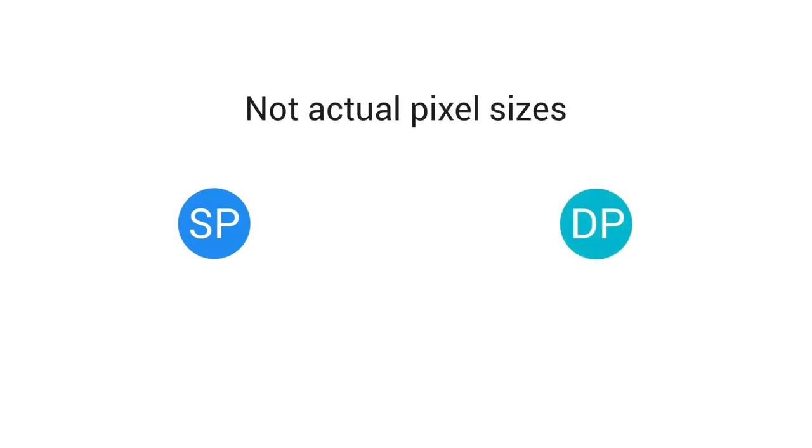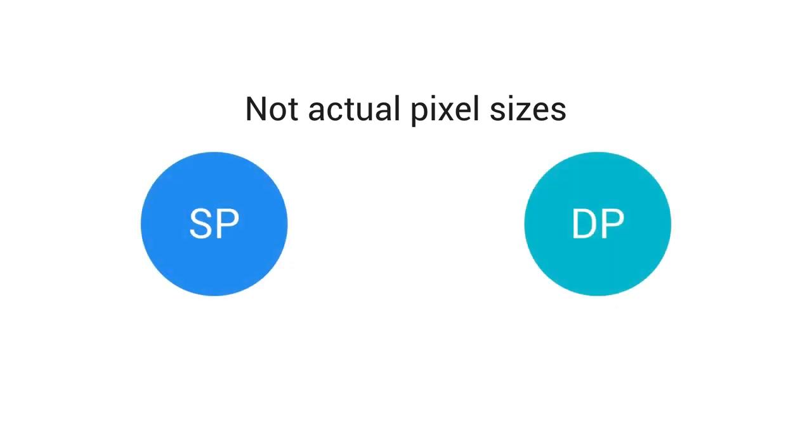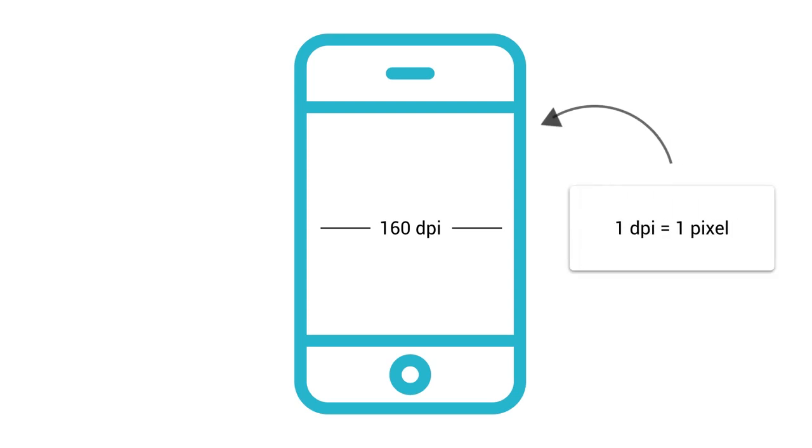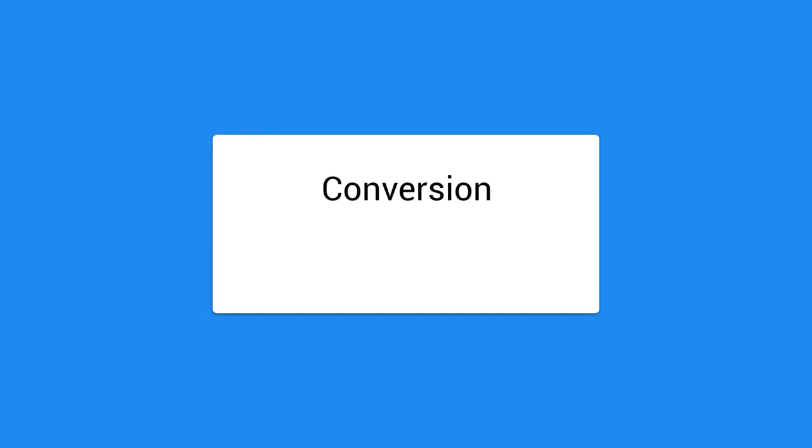Note, we've used sp and dp when we've referred to dimensions in Android layouts. These are not actual pixel sizes, but are automatically scaled to be the same approximate physical size regardless of the density of the pixels on the screen. The first Android phones were 160 dpi, and 1 dp would actually equal 1 pixel on these devices. The conversion of dp units to screen pixels is simple: px equals dp times dpi divided by 160. Many modern devices have 480 dpi or more.